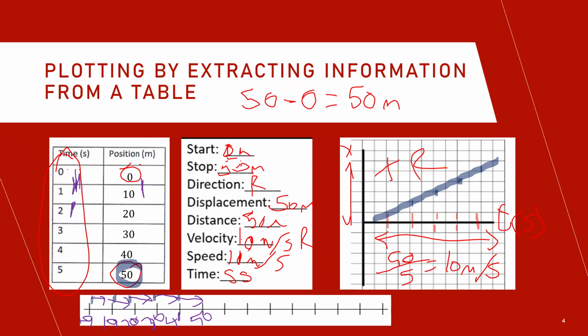We have 5 total seconds. We went from 0 to 50. And the size of each one of these is our velocity. This is our positive constant velocity. Let's go ahead and go on to extracting information from an actual graph.